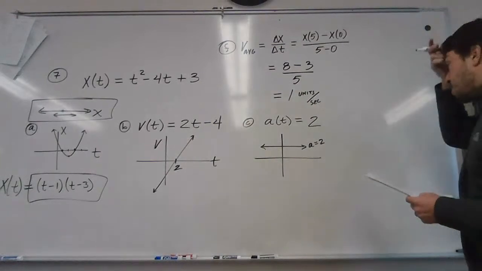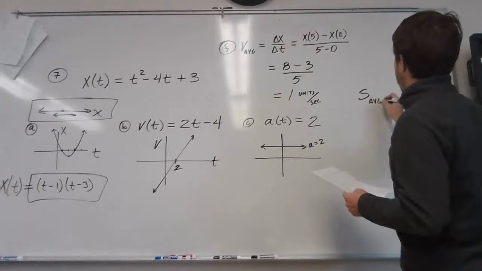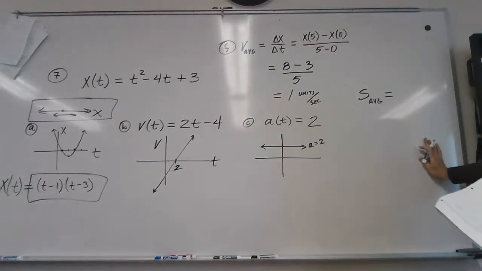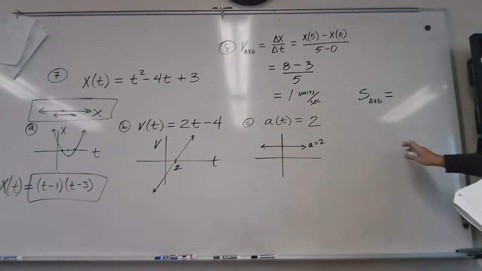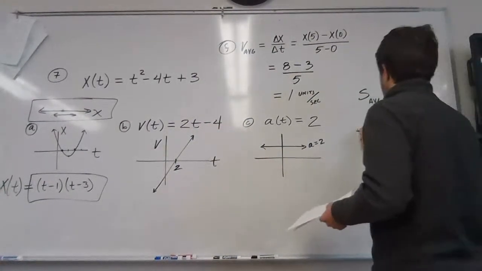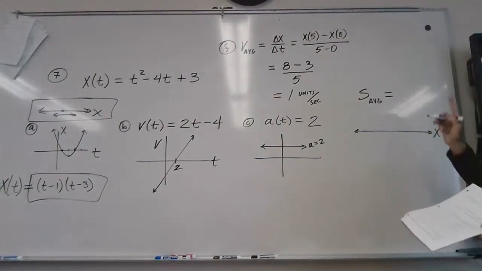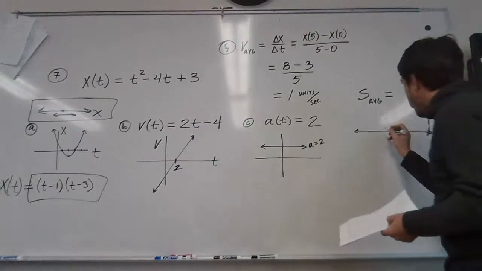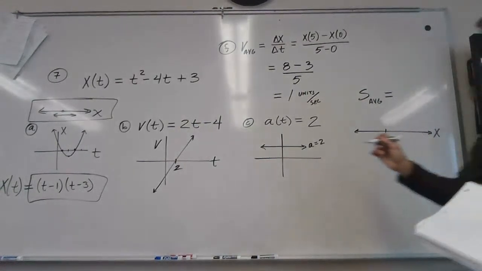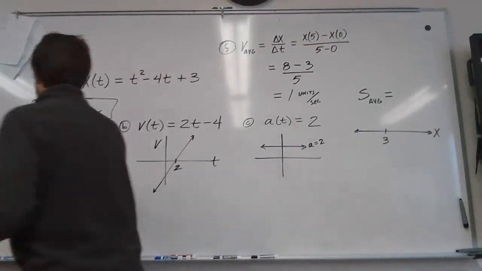Now, for the average speed, this is a little bit more complicated because I have to tell the story of the particle. Here's my x-axis. Where was the particle at time 0? Position 3. And then what did he do? So come back to the position versus time graph. He started at 3.